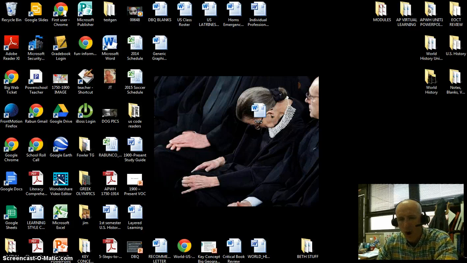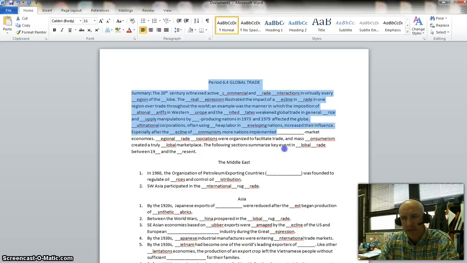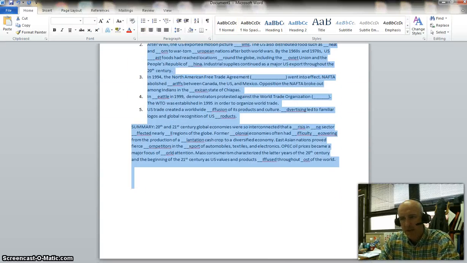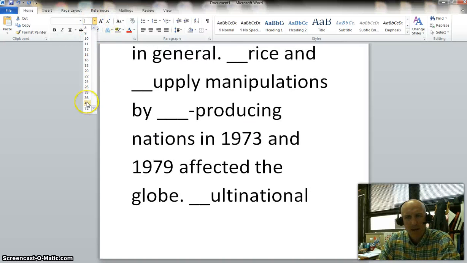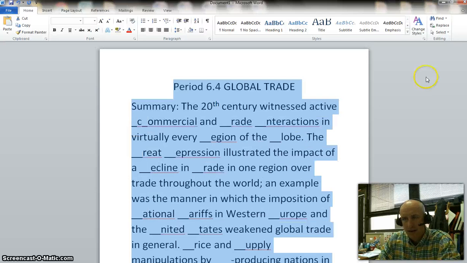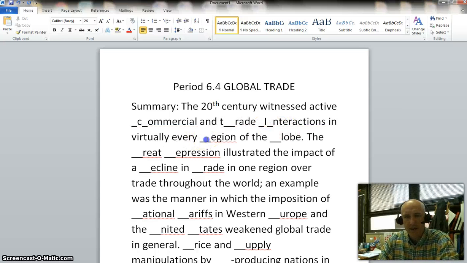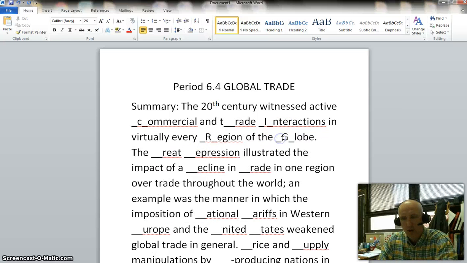Period 6.4. We call this global trade. So what we have here, the 20th century witnessed active commercial and trade interactions in virtually every region of the globe.